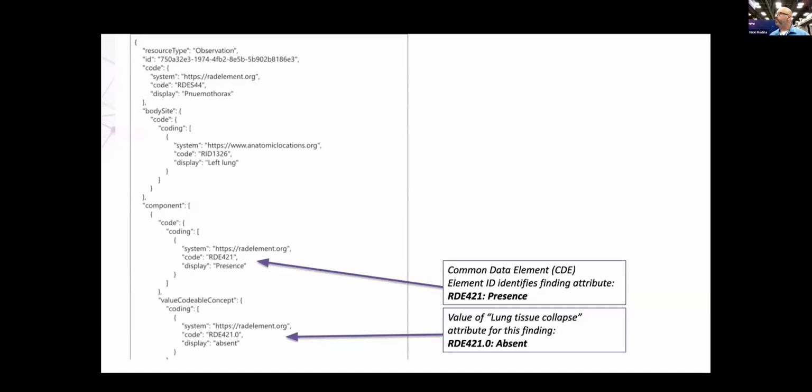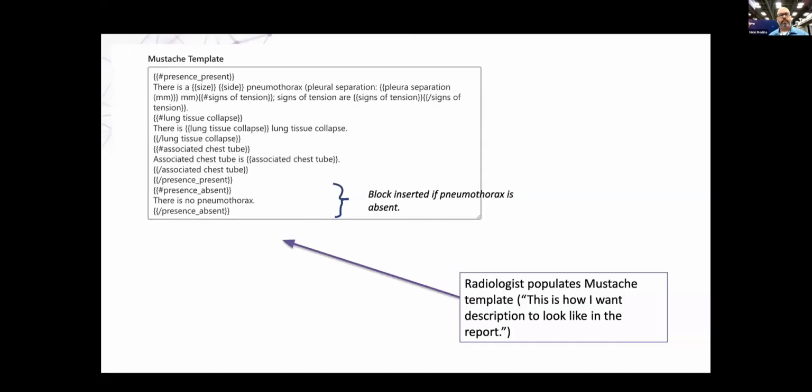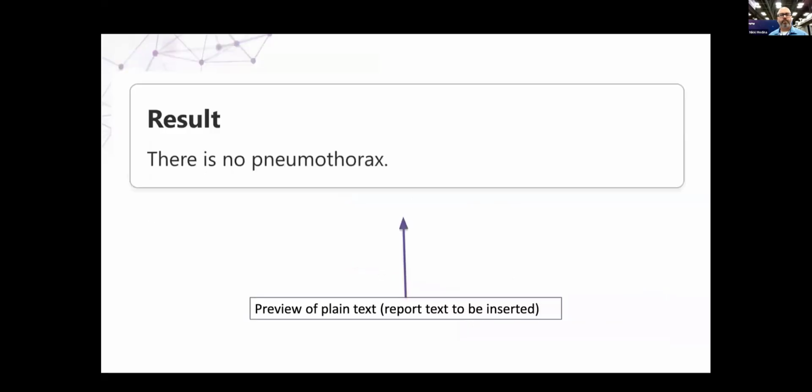As we dig into the specific element ID here for presence, in the last example, we had all these elements and values that described a pneumothorax, but not every case has a pneumothorax. What if it's absent? Well, here's a template for an absent finding. And as you can see, there's an option with the same mustache template. The block of text that is actually inserted is that last piece for pneumothorax is absent, generating this plain text in the report that there is no pneumothorax.